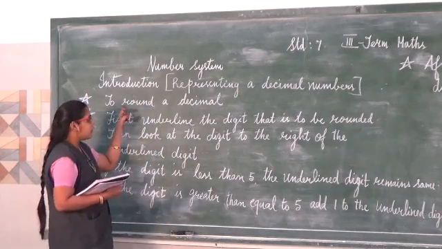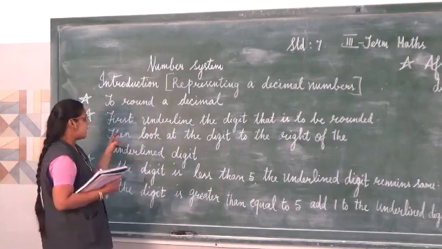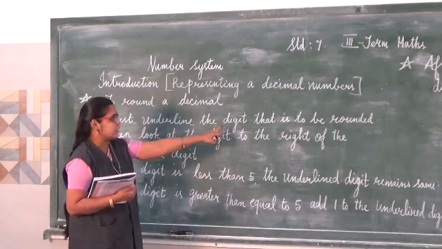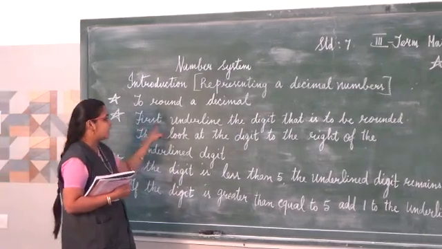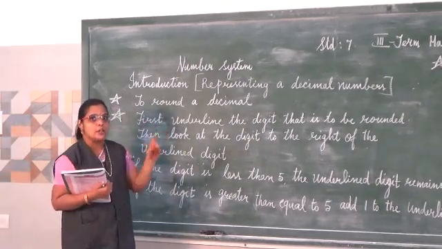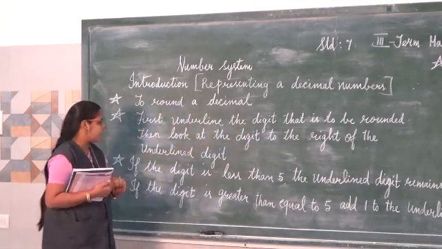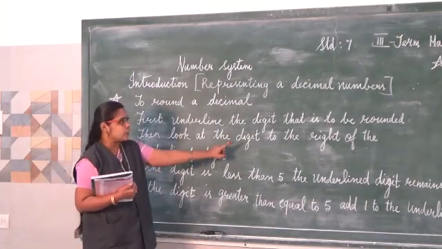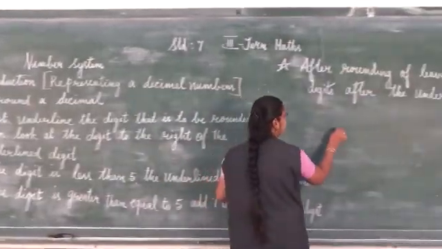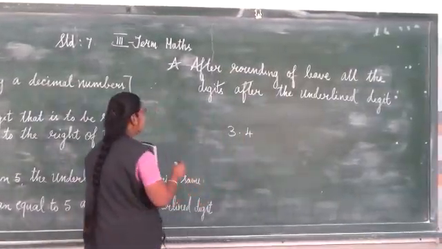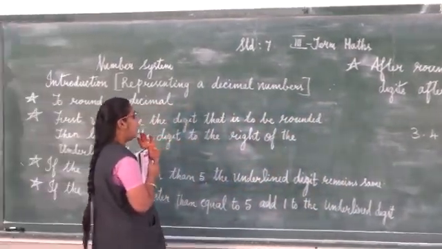So, first, for rounding the number, these are all the steps we have to follow. First thing, underline the digit that is to be rounded. So, what is the first main thing we have to do? We have to underline the number which we have to round up. First underline the digit that is to be rounded, then look at the digit to the right of the underlined digit. So, for example, if I take 3.4, we are going to round to the whole number.